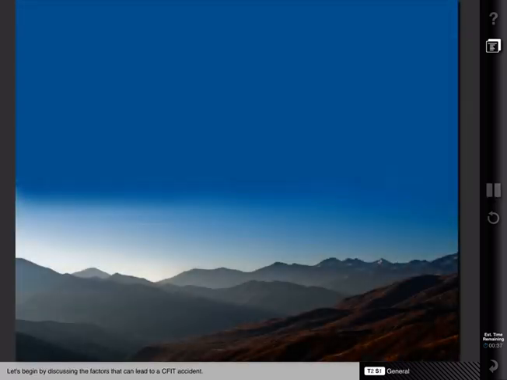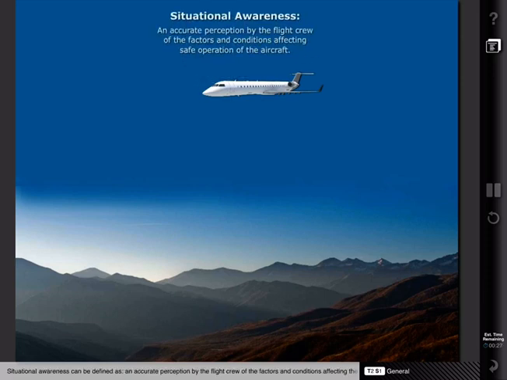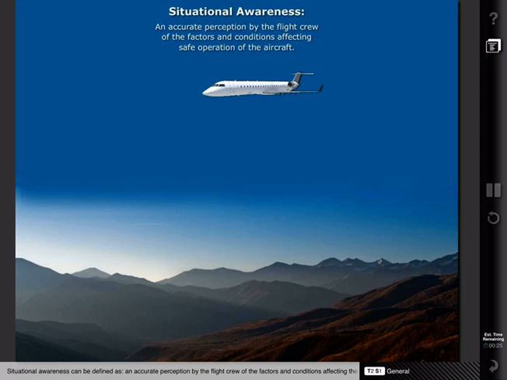Let's begin by discussing the factors that can lead to a CFIT accident. CFIT accidents are caused by the flight crew's loss of situational awareness. Situational awareness can be defined as an accurate perception by the flight crew of the factors and conditions affecting the safe operation of the aircraft.